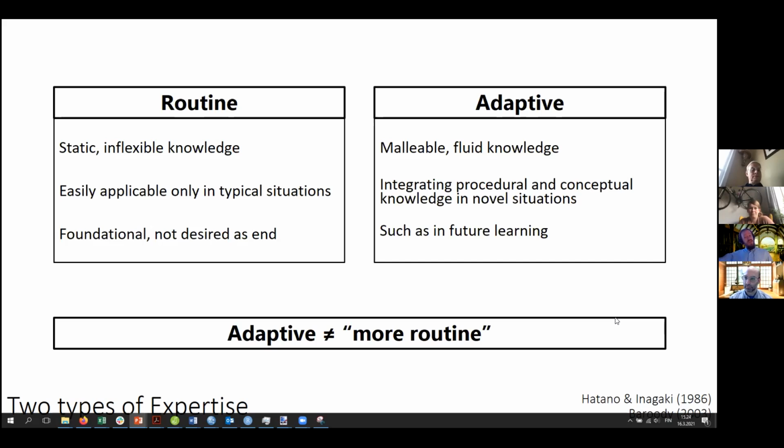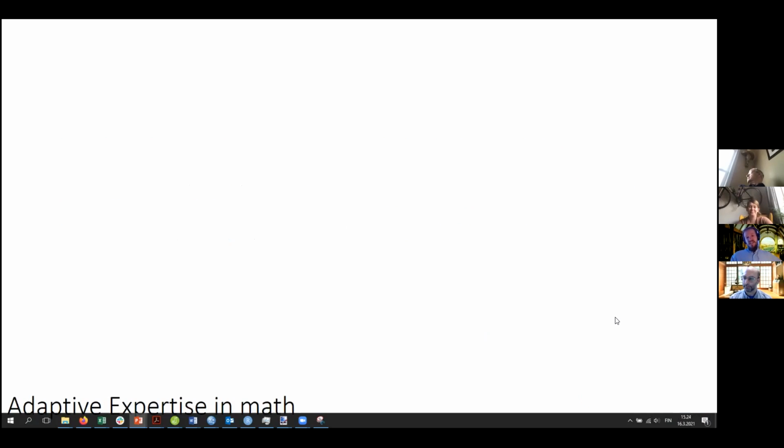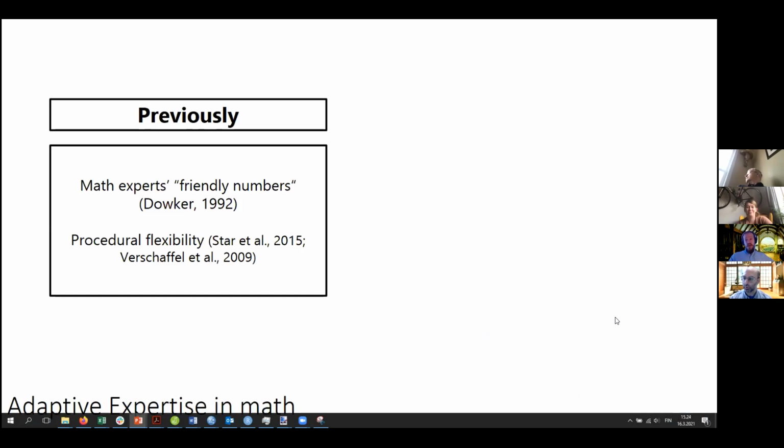It's important to note that while routine expertise is foundational for adaptive expertise, it's not simply that there is more routine knowledge that goes into it, but rather that there's qualitatively different, more connected, more malleable knowledge. And this has been looked at in the field of mathematics development in a number of previous ways.